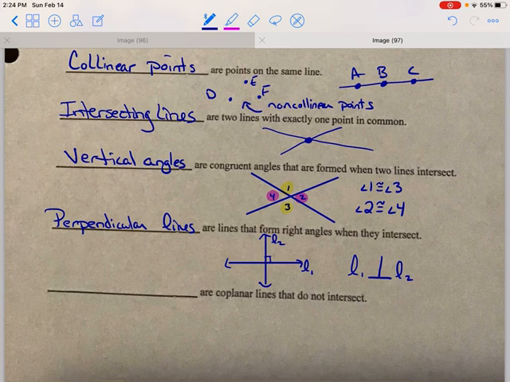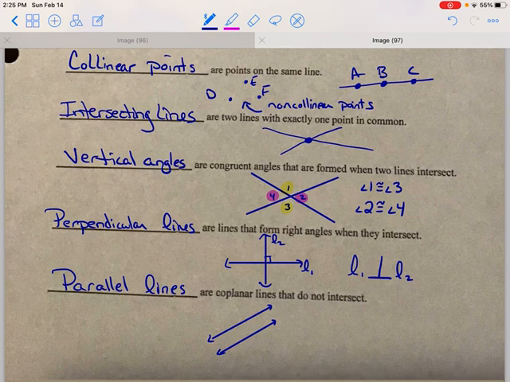Now the last one we have are coplanar lines that do not intersect. So coplanar means they're on the same flat surface, but they don't intersect. All right, so that would be a pretty decent example. And we call these parallel. So parallel lines are coplanar lines that do not intersect.